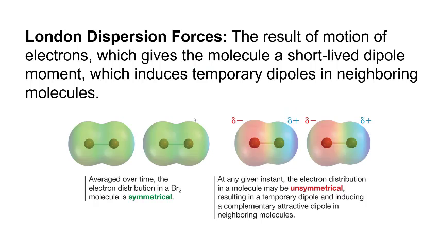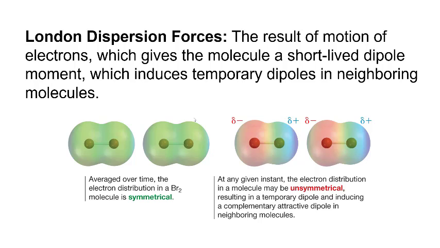Next, London dispersion forces, which we discussed, are a result of the motion of electrons within a molecule, giving a short-lived dipole moment, which induces temporary dipoles in neighboring molecules. These London dispersion forces, this is very important to note, can be observed in any molecule, no matter what. They can even be observed in a single atom. So any single molecular or atomic structure can have a London dispersion force.